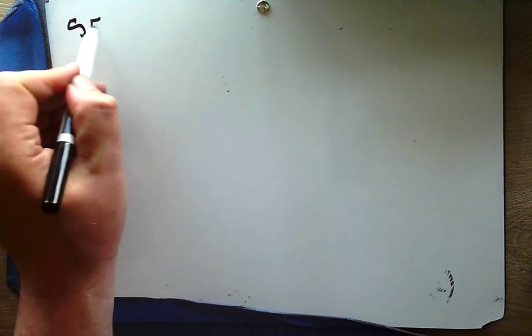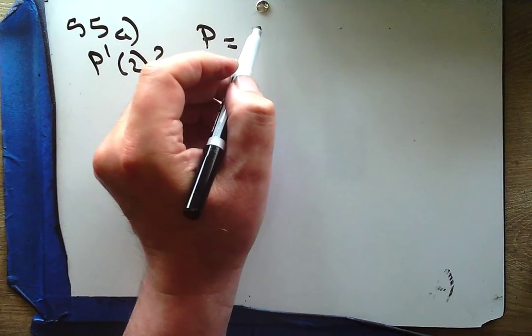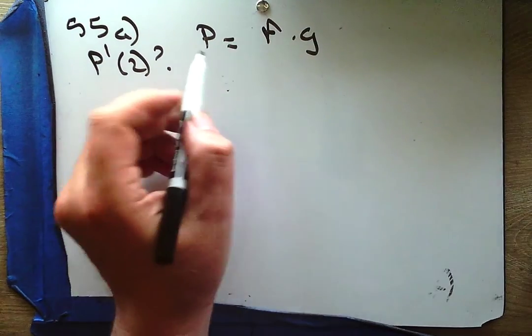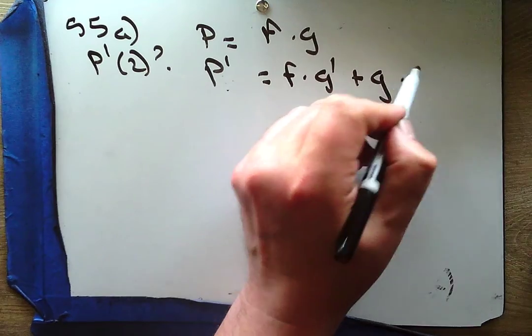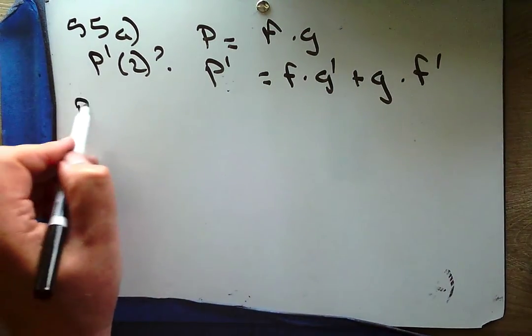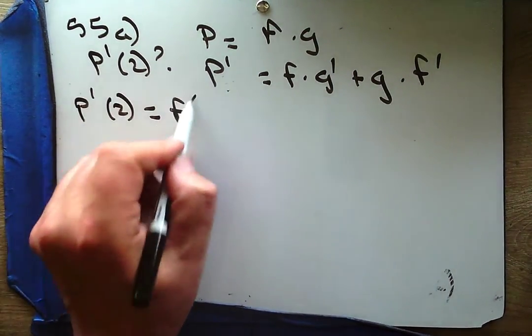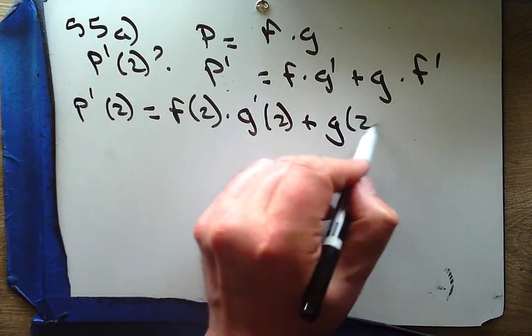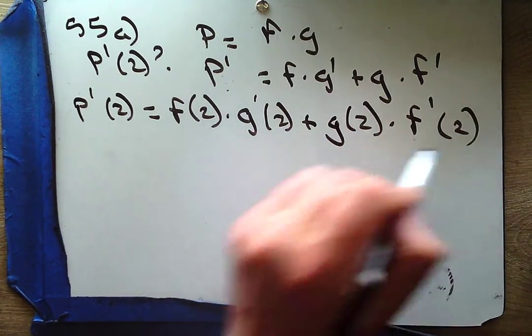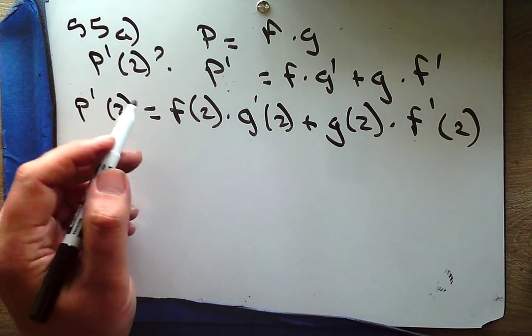Similar problem. 55a says p prime of 2. So if p is equal to f times g, then P prime is F times G prime plus G times F prime. And so P prime of 2 is going to be F of 2 times G prime of 2, plus G of 2 times F prime of 2. So let's get these values out of the problem.